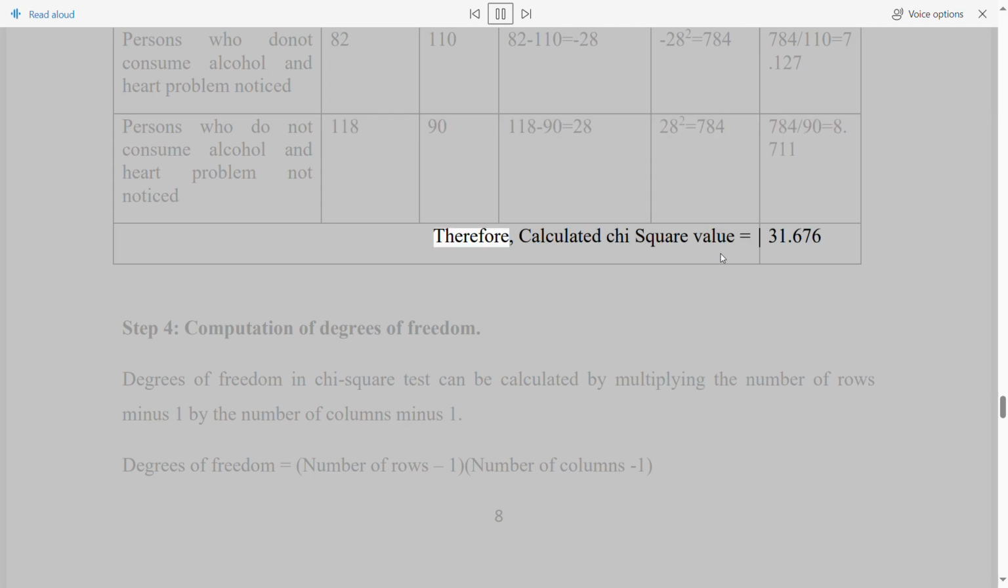Therefore, the calculated chi-square value is equal to 31.676. Step 4. Computation of degrees of freedom. Degrees of freedom in the chi-square test can be calculated by multiplying the number of rows minus 1 by the number of columns minus 1. Degrees of freedom is equal to (number of rows minus 1) times (number of columns minus 1).